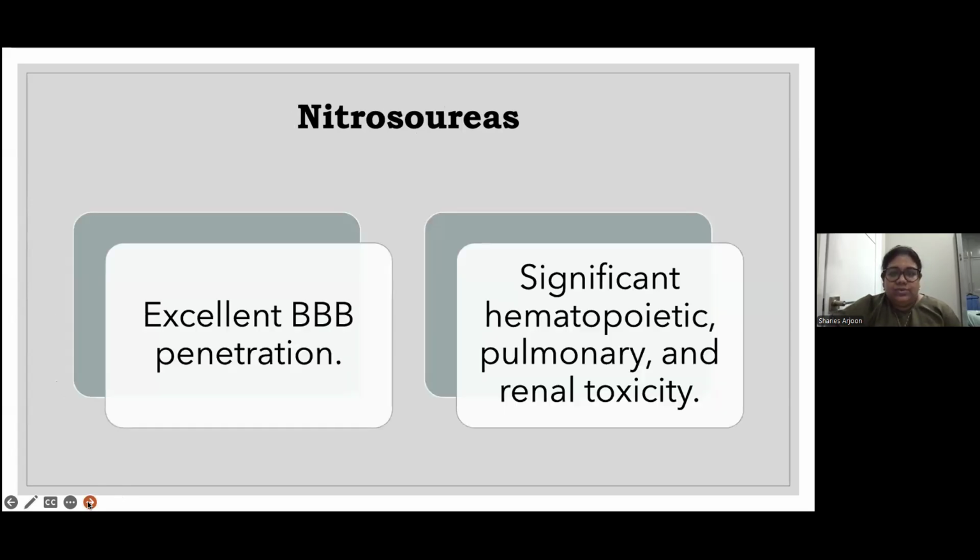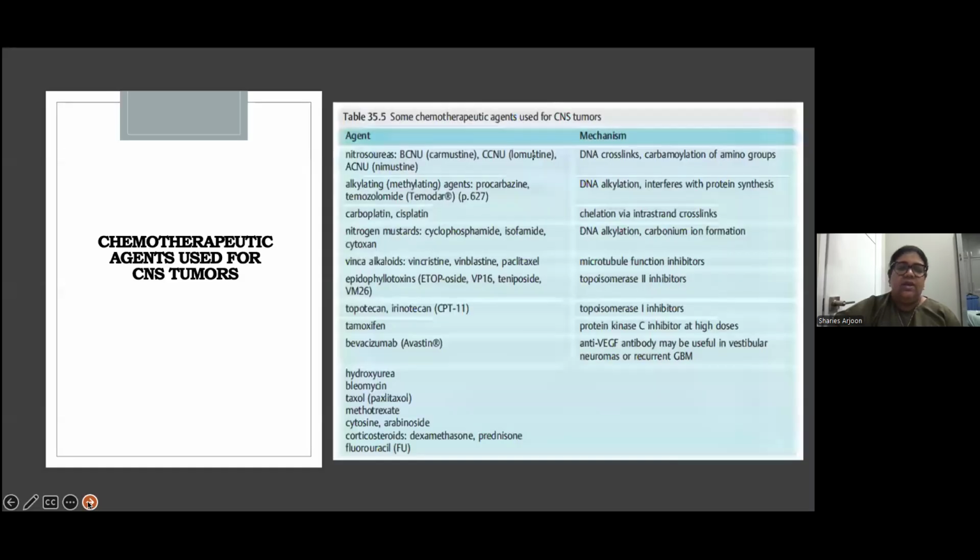The nitrosoureas have excellent blood-brain barrier penetration. However, they have significant hematopoietic, pulmonary, and renal toxicity. So this table here to the right shows the therapeutic agents used for CNS tumors. The agents are located on the left side of the table, and their mechanisms of action are in the right column.